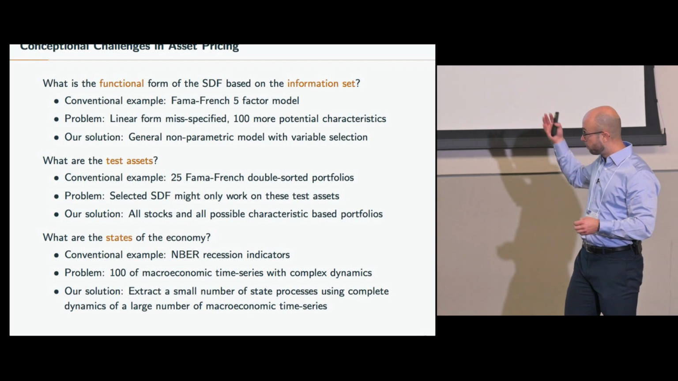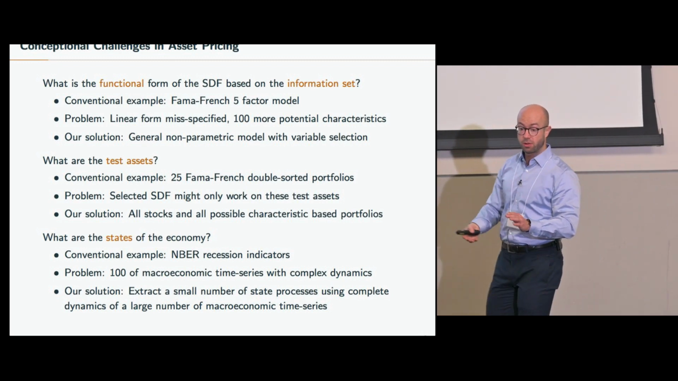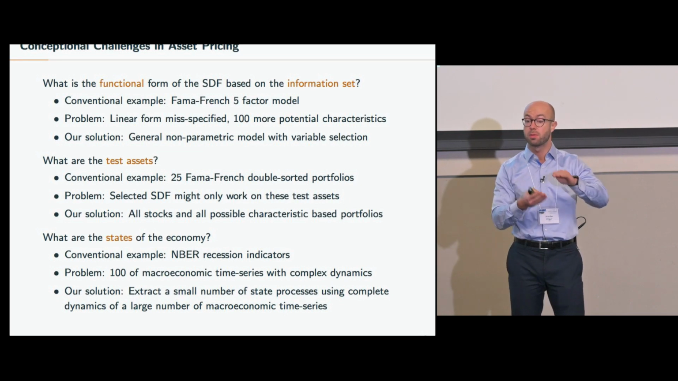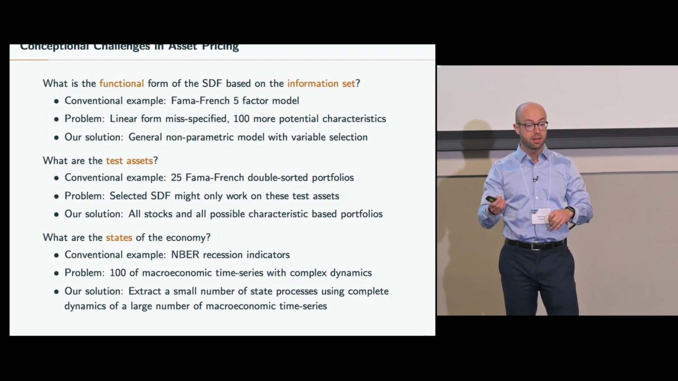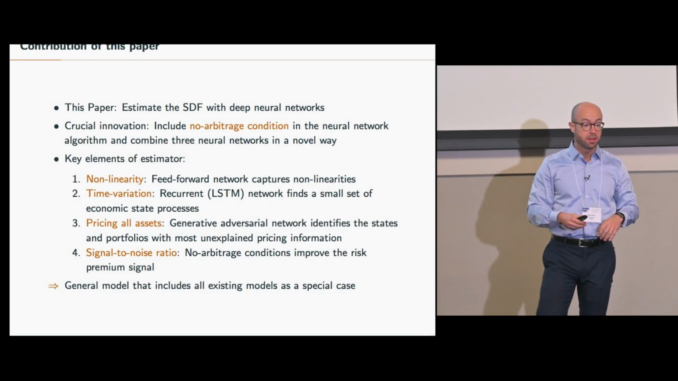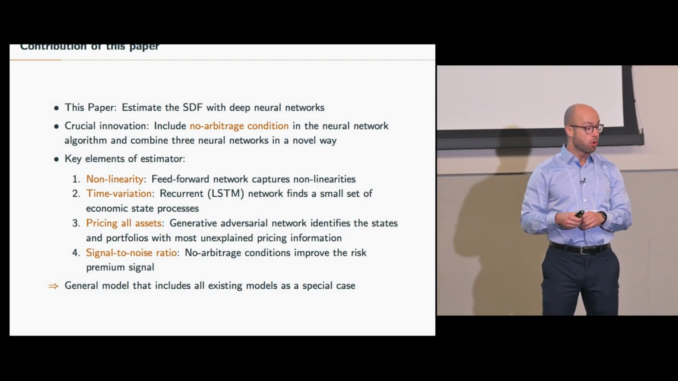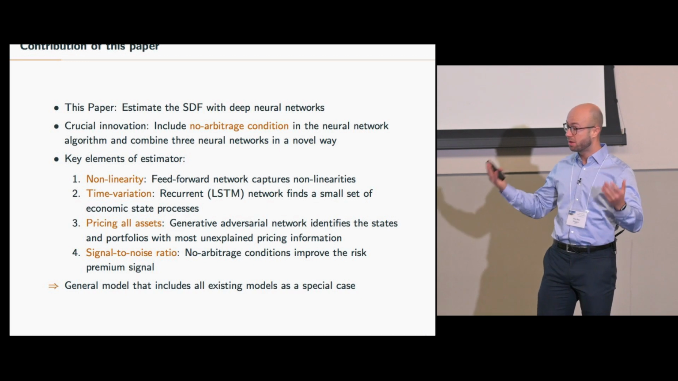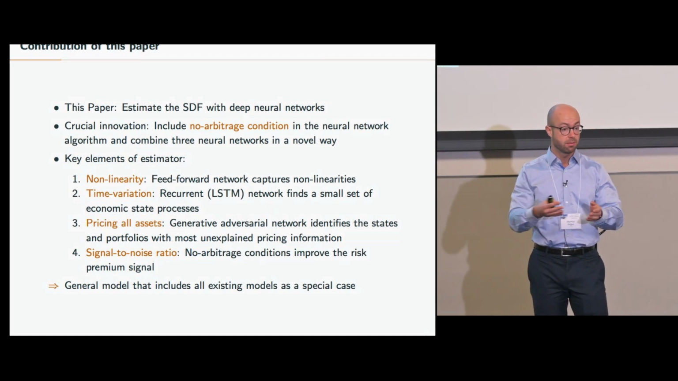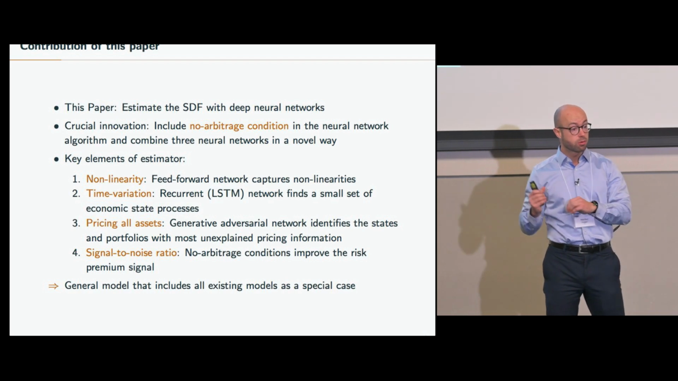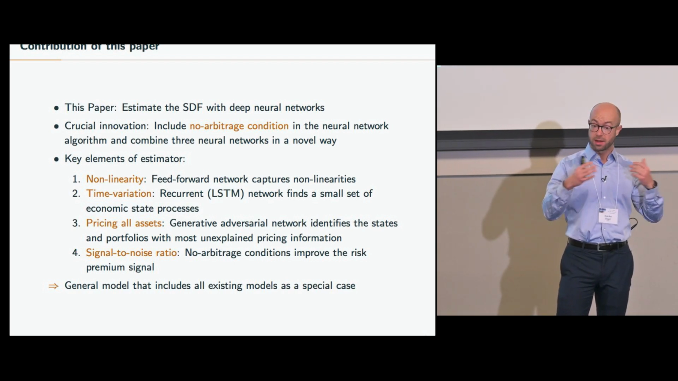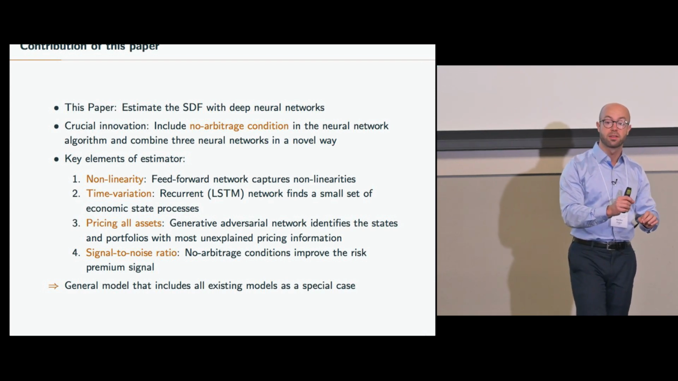Now, what we are going to propose here is a new way to extract from a very large number of macroeconomic time series a small number of economic states, and exactly those states that are the most relevant when it comes to asset pricing. So what is this paper? So the title says deep learning, and deep learning is a machine learning technique that is very good at fitting general functional forms and dealing with many variables. And that's what we are going to use, but we are not going to use one deep neural network, but several ones, each for a specific task.